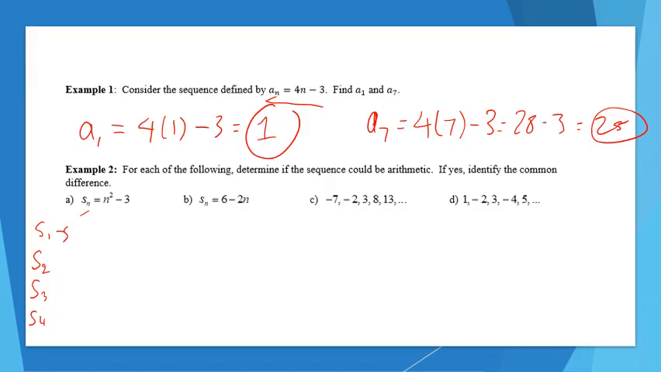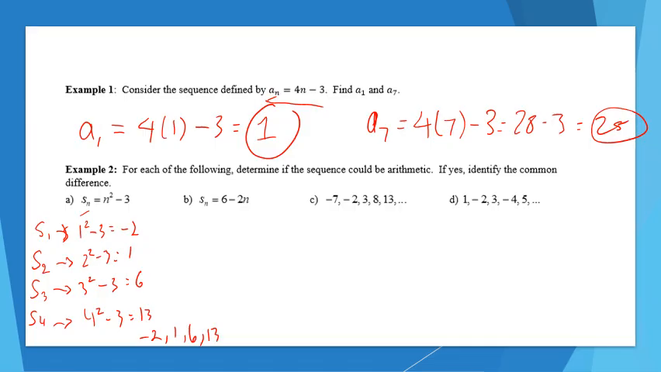This should be 1 squared minus 3, which is negative 2. S of 2 should be 2 squared minus 3, which is 1. 3 squared minus 3, which is 6. 4 squared minus 3, which is 13. So you should get negative 2, 1, 6, and 13 as our sequence.